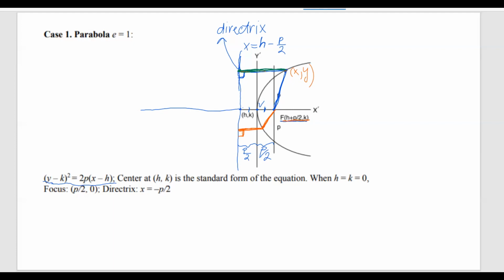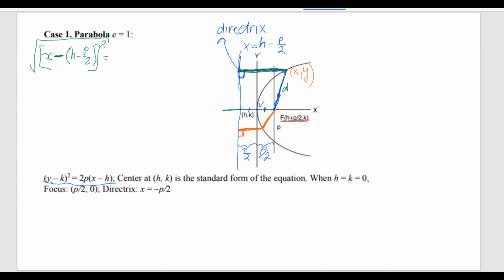So the distance is going to be actually just the difference in the x coordinates. X minus the coordinate of the directrix, which is h minus p over 2. So here, in order to avoid getting a negative number, I will just square this and take the square root of that. Hope this makes sense. It's just to avoid getting a negative number, because the distance is always positive. So we're just going to square it and then take the square root of that.